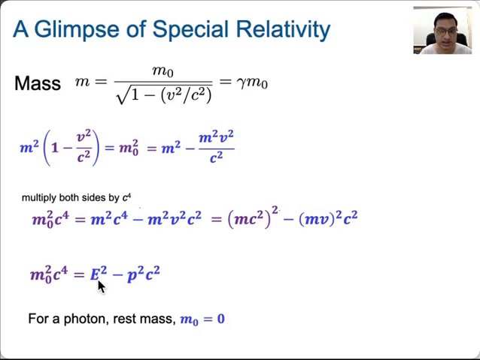Now, let's say for the case of a photon, which has rest mass 0, what is the energy? Energy E square is equal to P square C square, or E is equal to PC. And for an electron which is at rest, the momentum is 0, so it has only rest mass energy, E is equal to m0 C square. This is what we have seen in the previous slide.